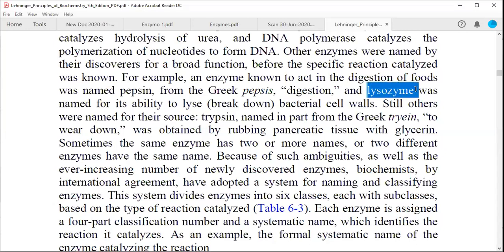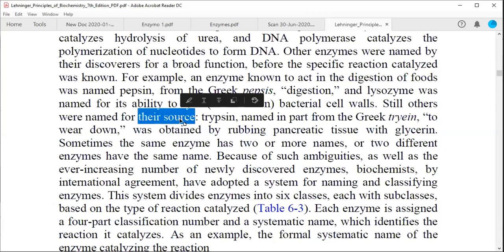But beyond these native names which were showing their functions, they are not followed by "ase" actually. Pepsin is not having "ase", or lysozyme is not having "ase". Okay, so they were named according to their functions. But there are other enzymes which were named for their source. So initially, when the enzymes were getting their names, first of all they were named according to their functions, then based upon their sources.